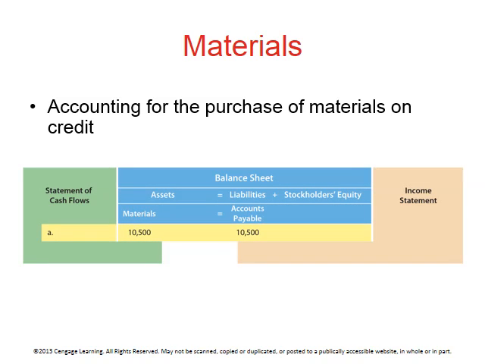So let's just take a look at materials. So say we bought some materials on credit. So we went and bought some wood. So we increase our asset materials and increase our accounts payable liability because we have to pay in the future for those materials.